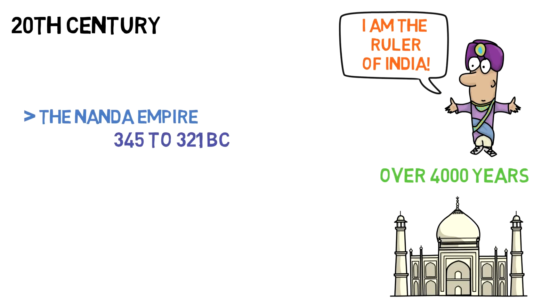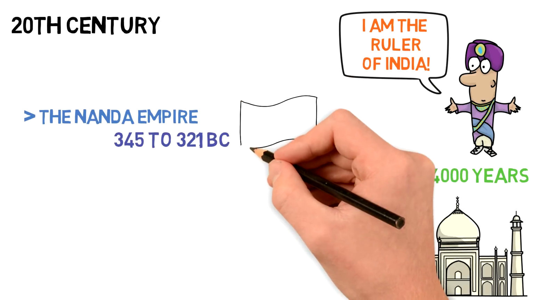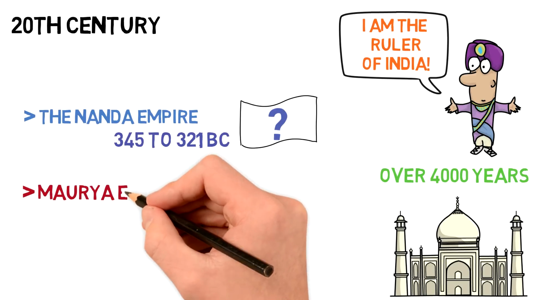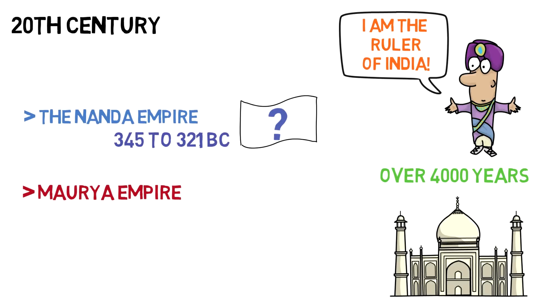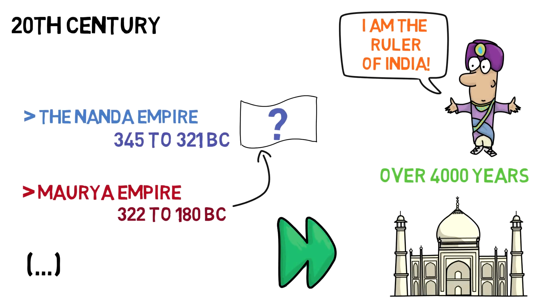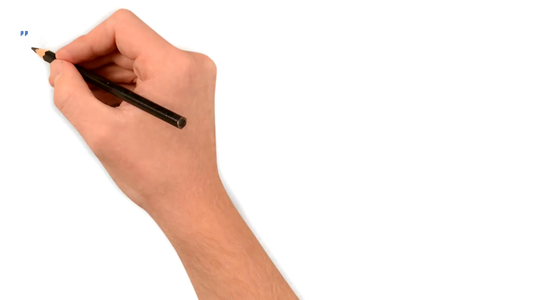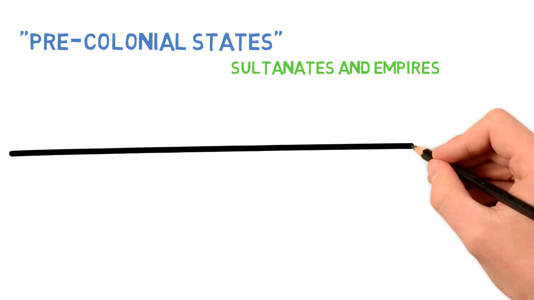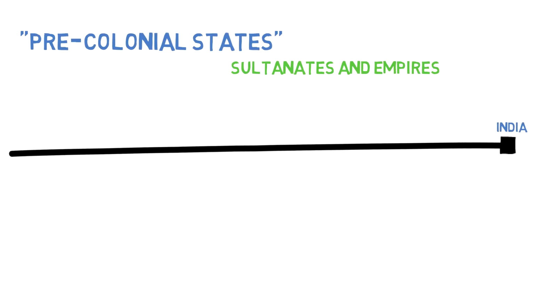Now, this was so long ago that I couldn't even find a flag for it. There was also the Maurya Empire from 322 to 180 BC, which I could also not find a flag for, and a bunch of other empires. But let's fast forward to the ones we can actually find flags for. These are usually known in a somewhat arrogant European way as pre-colonial states. What they actually are is the sequence of sultanates and empires which led to today's country of India.